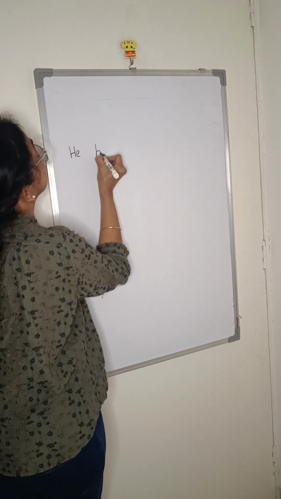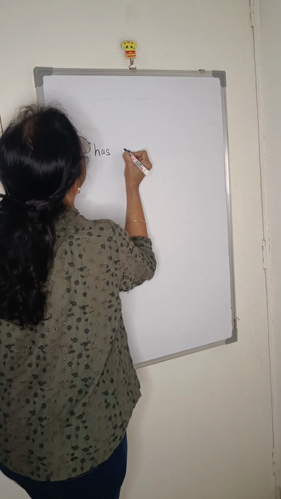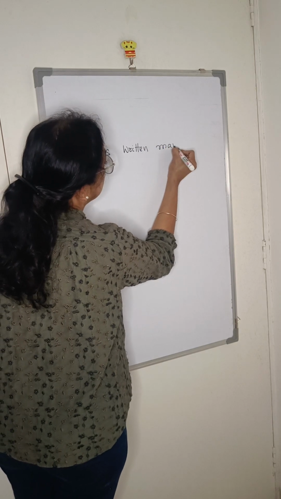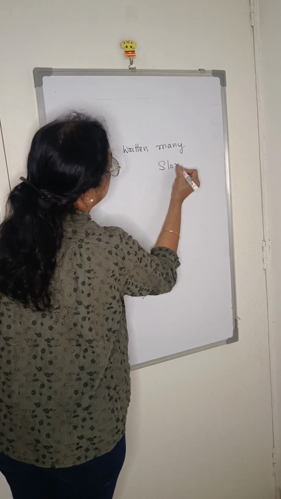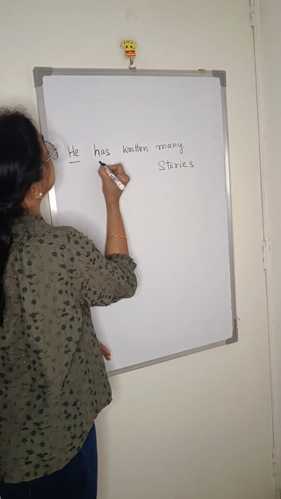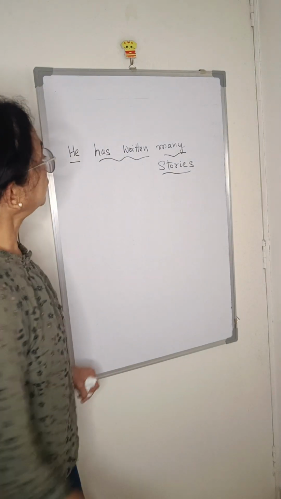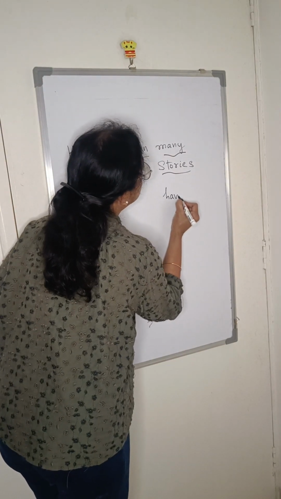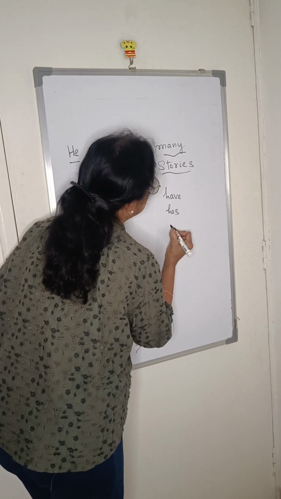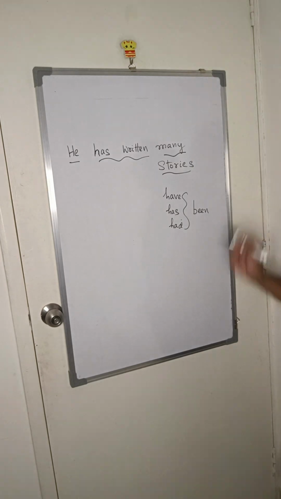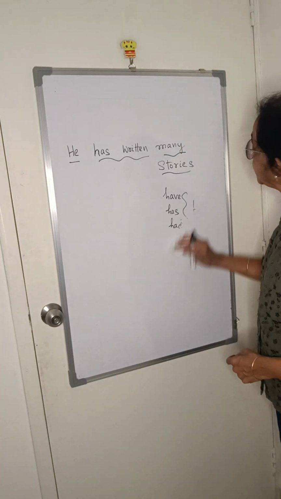He has written many stories. Here, he is the subject, has written is present perfect tense, and many stories is the object. So when have, has, had come, in passive form "been" will come. Remember: have, has, had, been. So many stories has been written by him.